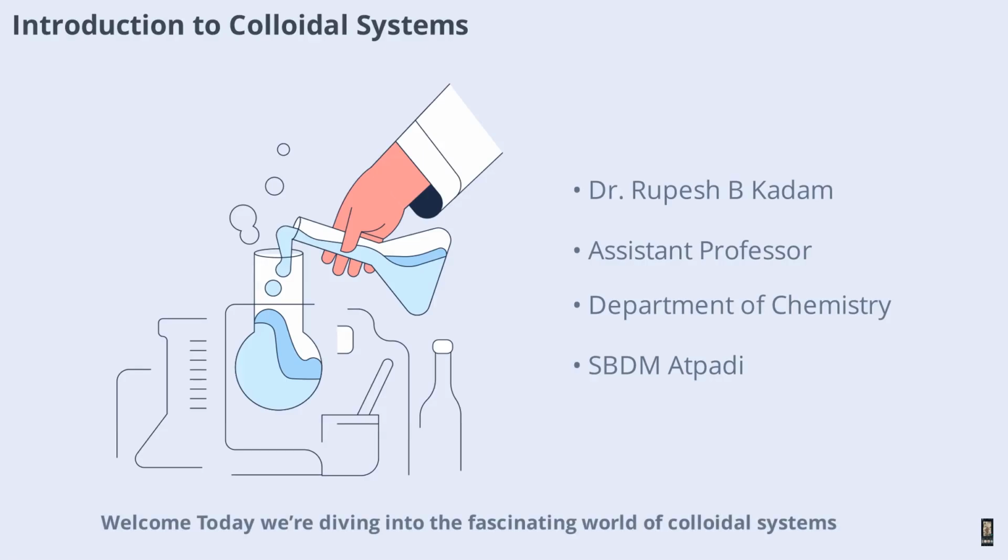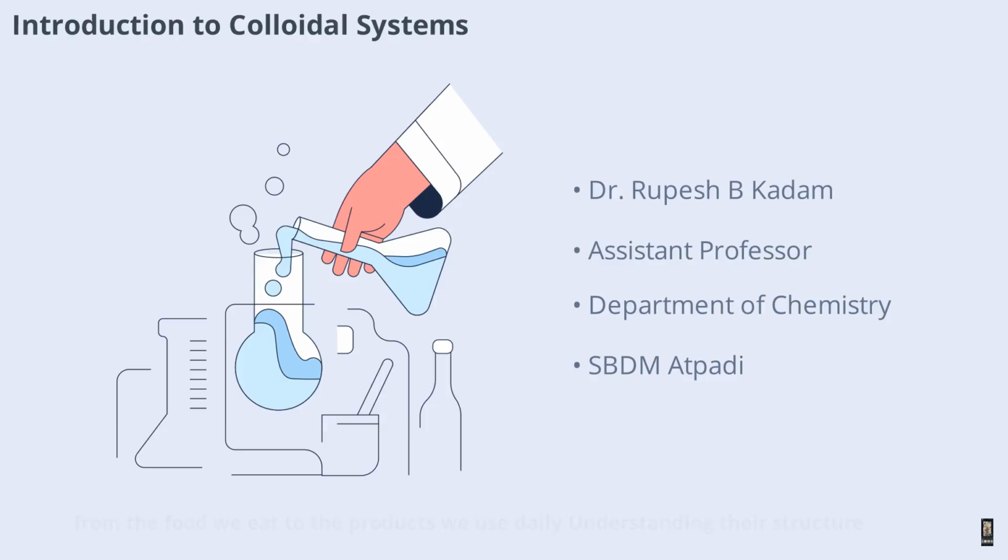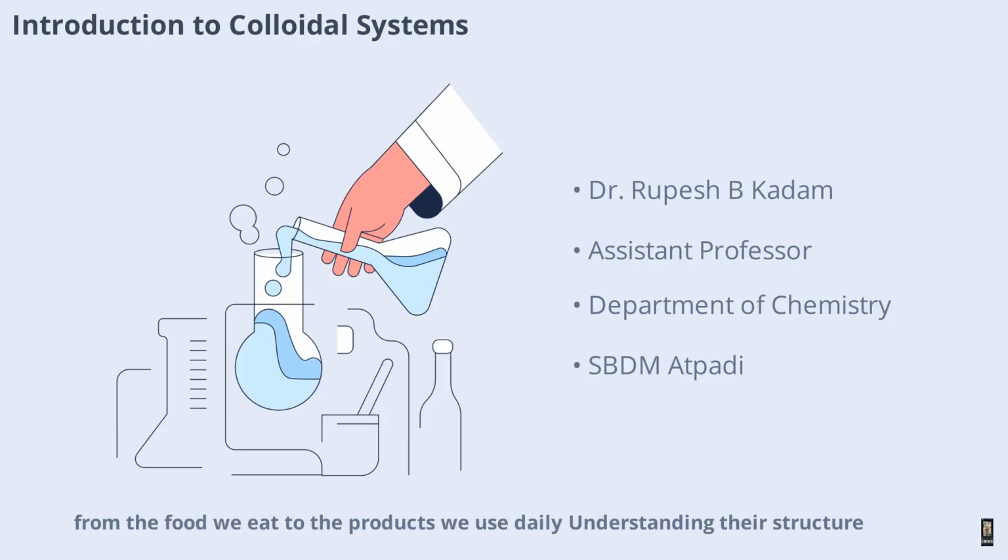Today we're diving into the fascinating world of colloidal systems, focusing on gels and emulsions. These materials are all around us, from the food we eat to the products we use daily. Understanding their structure, properties, and uses helps us appreciate their importance in science and industry. In this video, we'll explore what gels and emulsions are, how they're formed, their different types, and where you encounter them in everyday life. Let's start by breaking down the basics of colloidal systems and why they matter.